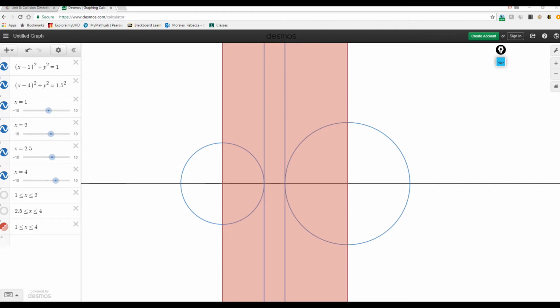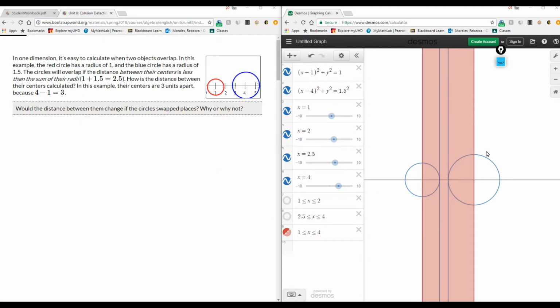So this is the distance between the centers. And if I want my circles to overlap, this distance here needs to be less than, so what they're saying is less than the sum of the radii. So less than those two put together. So if I increase, let's see, I don't know what that slider is.